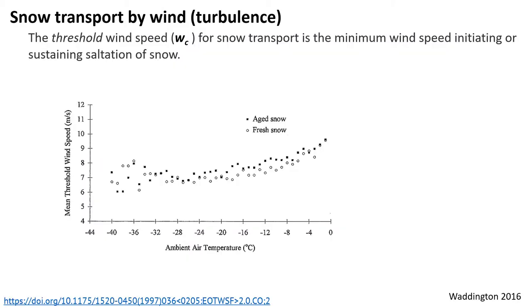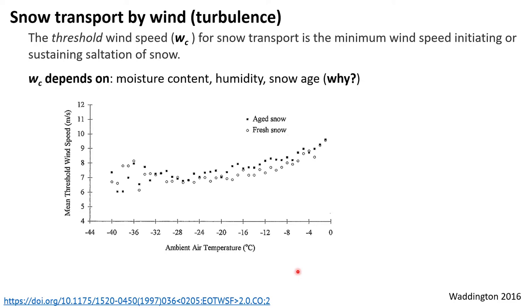In order for snow grains to move, the wind speed has to surpass a minimum threshold. And so we have a plot here that's showing you the threshold wind speed as a function of, in this case, the ambient air temperature. So it turns out that the threshold, that speed that's required to lift that particle into the air, is a function of lots of different parameters, including moisture, humidity in the air, the age of the snow. But why? So pause the video for 2 or 3 seconds and see if you can come up with a speculative reason for why you think that's the case.